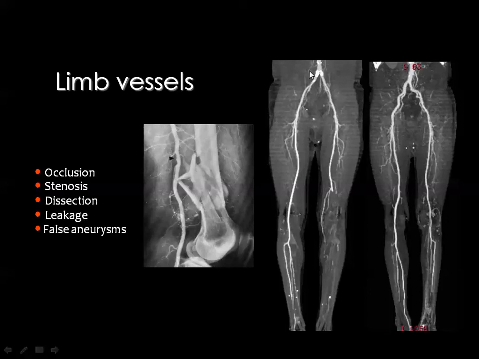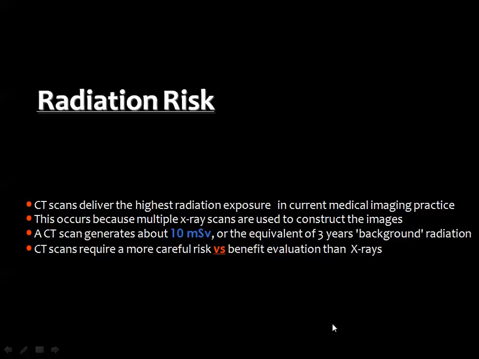Then you can see the femoral arteries, and you can see the normal circulation on the right side and the occluded femoral artery on the left side. And this is another patient showing normal finding on both sides.